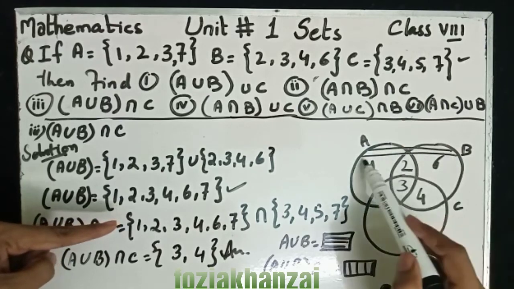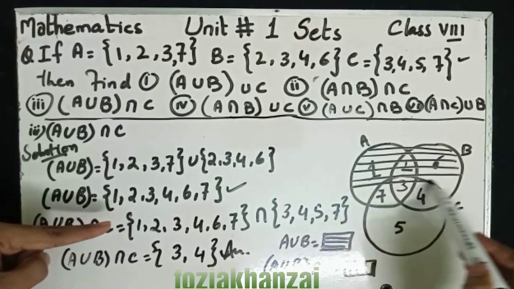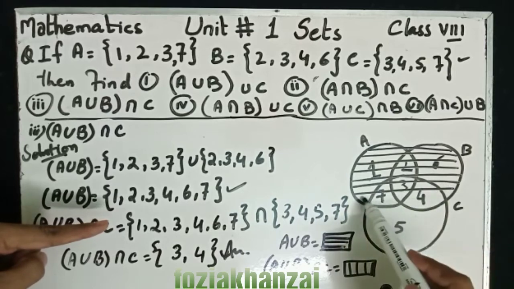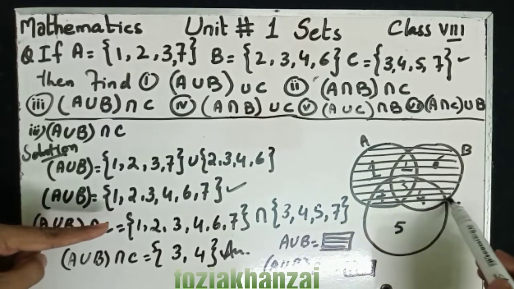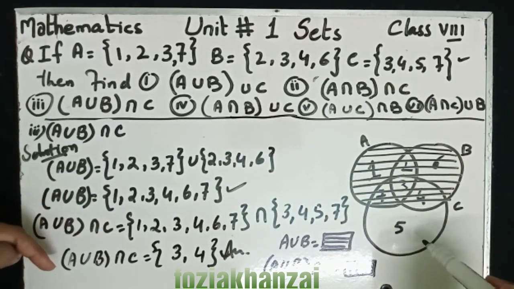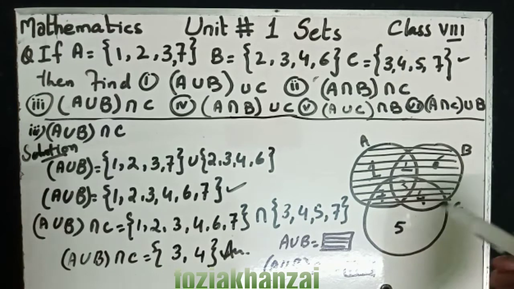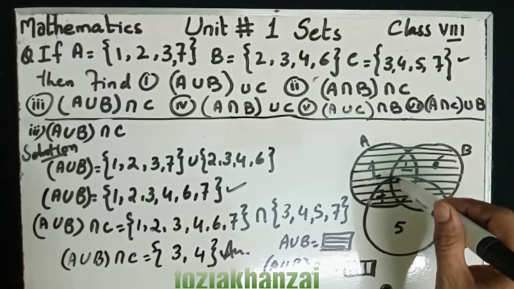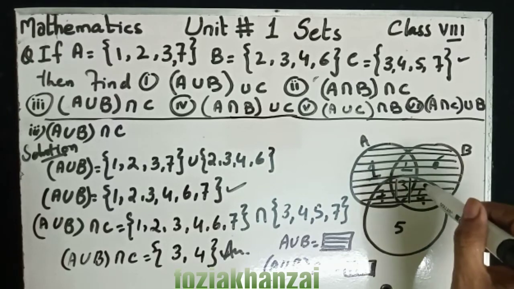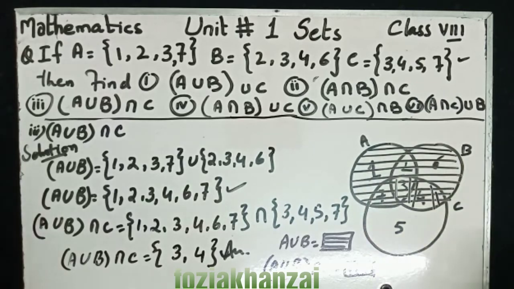The vertical line represents the answer of A union B. The answer of A union B intersection C is 3 and 4. It's up to you, in this part, to apply shade or a horizontal line. Done. Venn diagram done. Third part done.